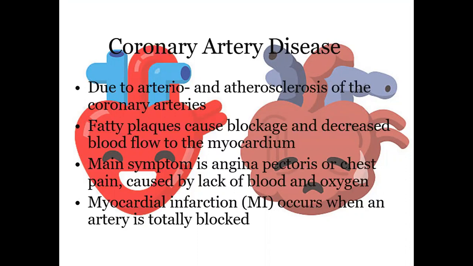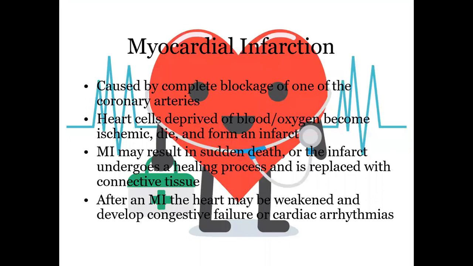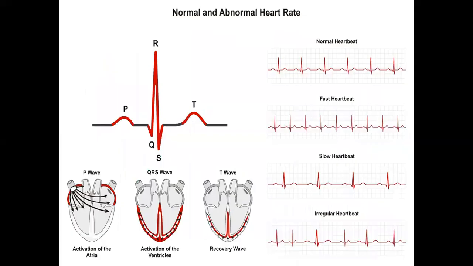Myocardial infarction occurs when an artery is totally blocked. So this is myocardial infarction, caused by complete blockage of one of the coronary arteries. Heart cells deprived of blood or oxygen become ischemic and die and form an infarct. Myocardial infarction may result in sudden death, or the infarct undergoes a healing process and is replaced with connective tissue. After a myocardial infarction, the heart may be weakened and develop congestive failure or cardiac arrhythmias.